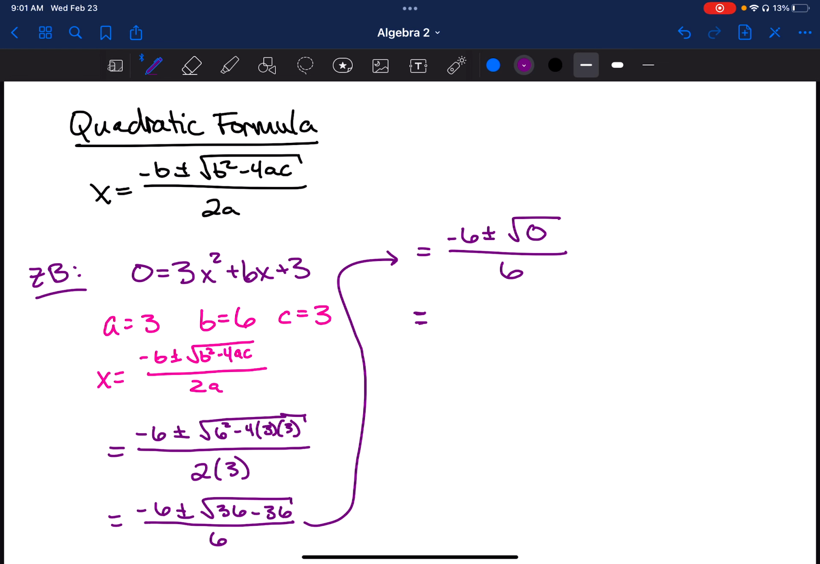Notice how slowly I'm taking this. I'm not trying to rush it. I'm just going nice and slow. So the square root of 0 is what? Hopefully you're instinctually going, it's 0. So I have negative 6 kind of over here in our heads. We can think this is negative 6 plus 0 and negative 6 minus 0. In this case, it's kind of nice because plus 0 minus 0, it's the same thing. It's still negative 6. So negative 6 divided by 6 is just x equals negative 1.